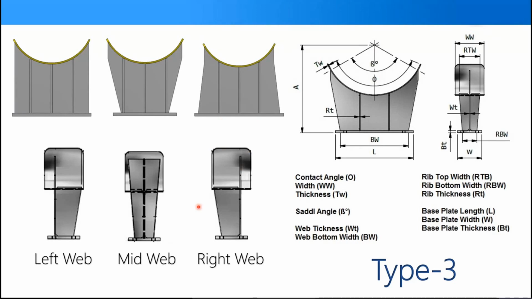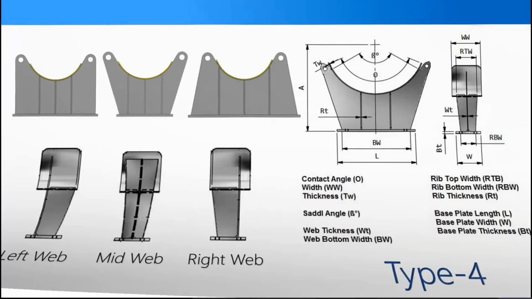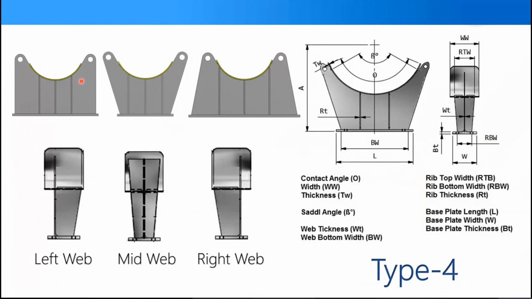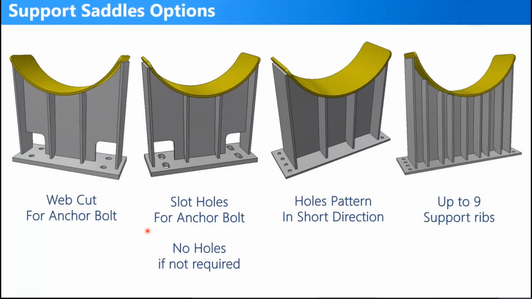There are more options you can apply to the saddle, like the saddle cut. If this area is tight, and you need to tighten your anchor bolt or the nuts of the anchor bolt, some manufacturer specs include this cut on the saddle. So by using this option, you can make a cut on the saddle to suit the requirements of fabrication. You can also make slot holes instead of straight holes. You can make it as a slot hole.